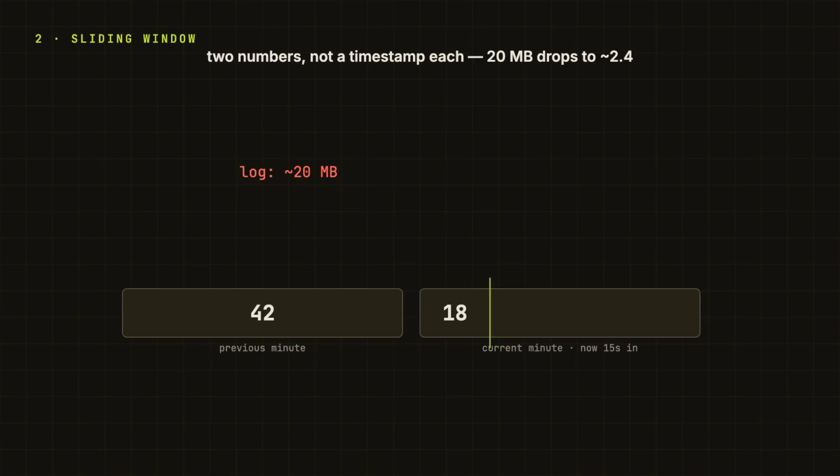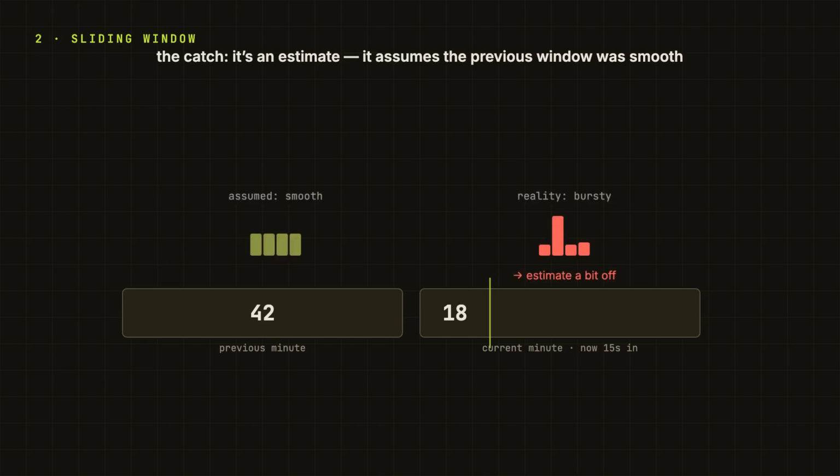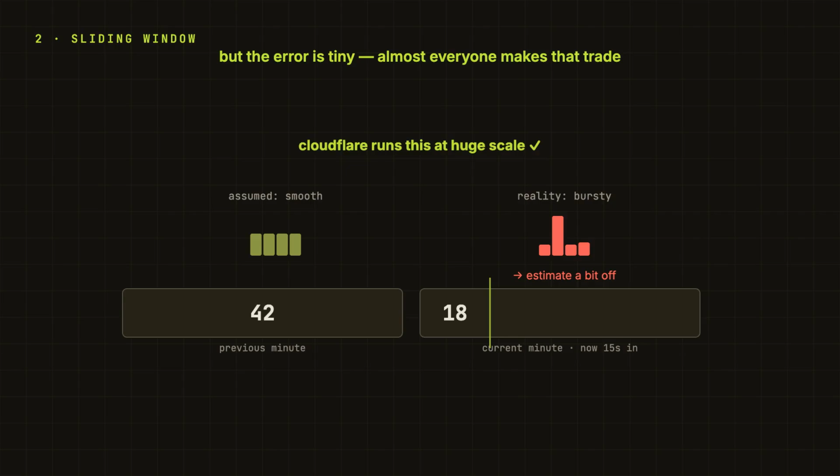Two numbers instead of a timestamp per request. Figma's memory went from about 20 megabytes to 2.4, like 10 times less. The catch, and you should just say it out loud, is that it's an estimate. It assumes the previous window was smooth. If it was bursty, you're a little off. But in practice, that error is tiny, and almost everyone takes that trade. Cloudflare runs this at huge scale.